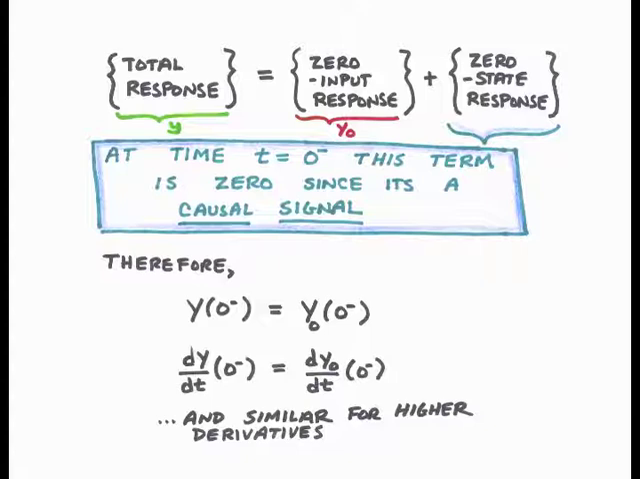At time t equals 0 minus, the zero state response will be 0, since we have a causal system with a causal input signal. And therefore, the total response at time 0 minus will be equal to the zero input response at time 0 minus. That is, it will be equal to the initial condition. And the same will be true for all the derivatives of the total response. They will be equal to the initial condition values for the derivatives.